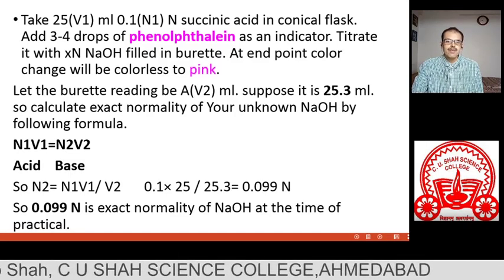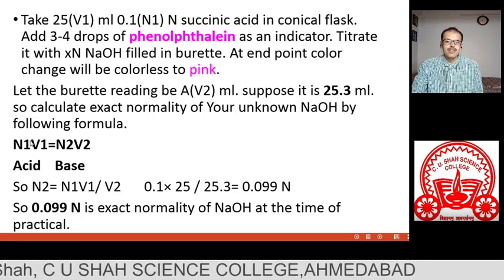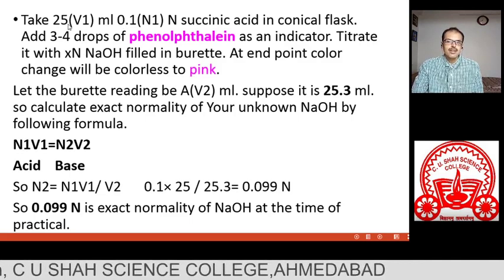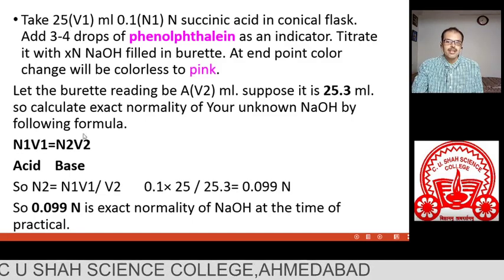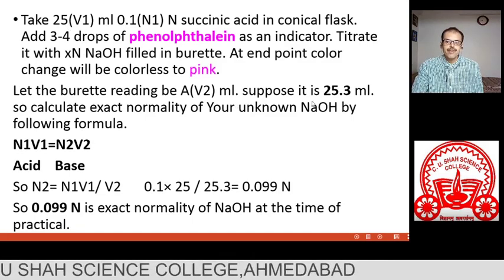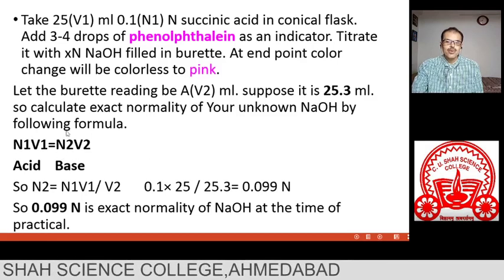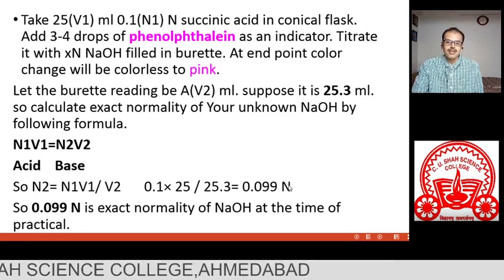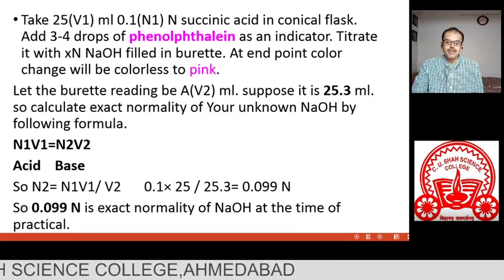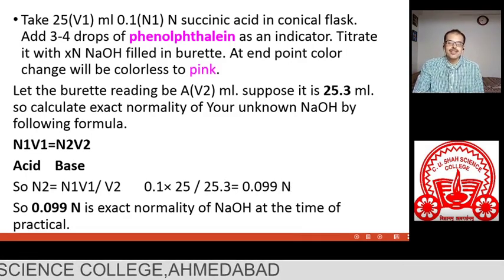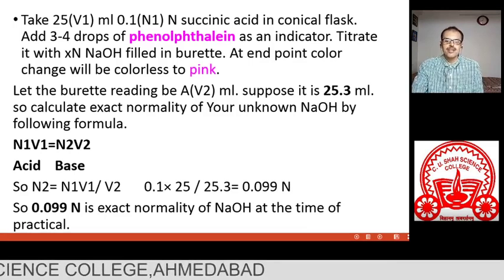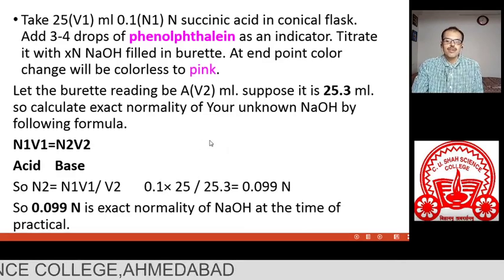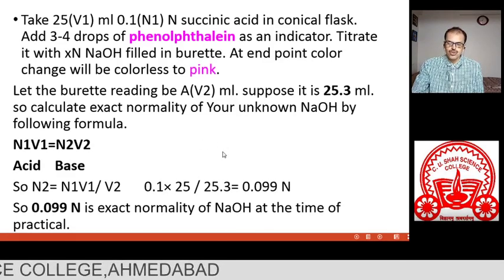Suppose N1V1 = N2V2. Now N1V1 is for succinic acid: N1 normality 0.1, V1 its volume 25 ml, V2 we have 25.3, so we can calculate N2, and that is 0.099 normal at the time of the experiment. So this is called standardization. By using one standard solution with the known concentration, we determine the concentration of the unknown solution.